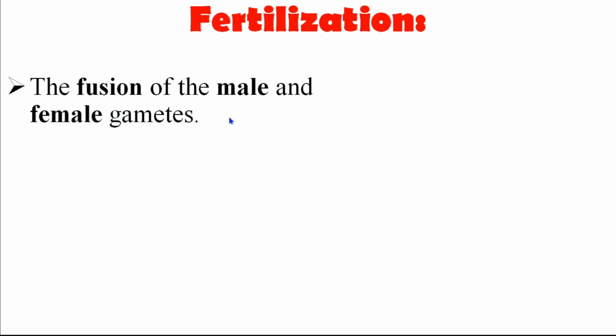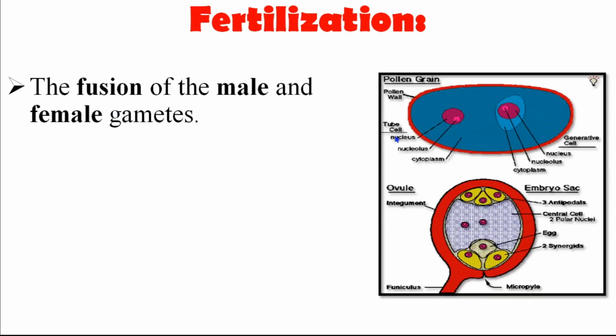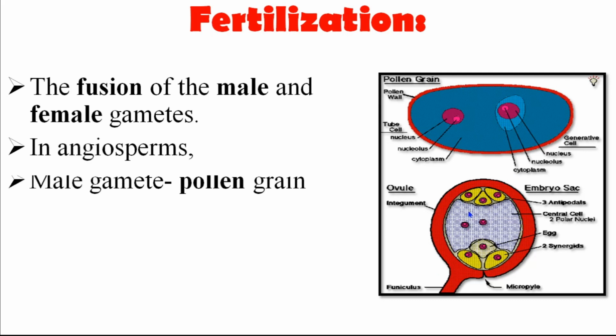What is fertilization? Fertilization is the process of fusion of the nucleus of the male gamete and the female gamete. This is the pollen grain, which is the male gamete of the flowering plants, and the ovule is the female gamete of the flowering plants.